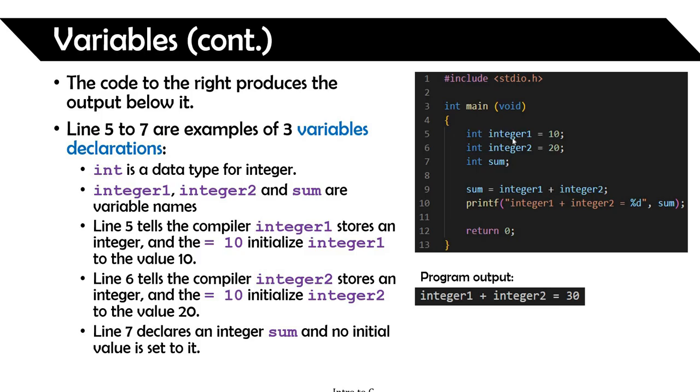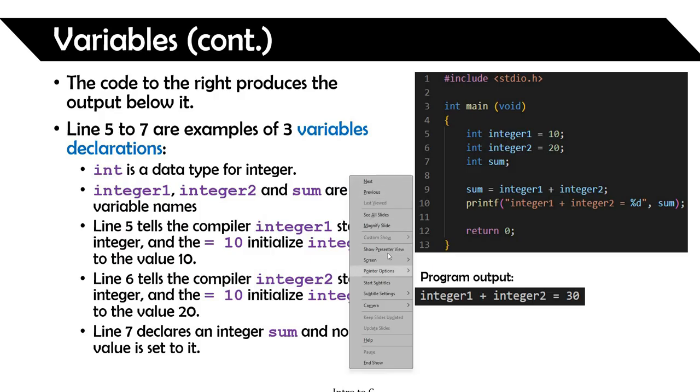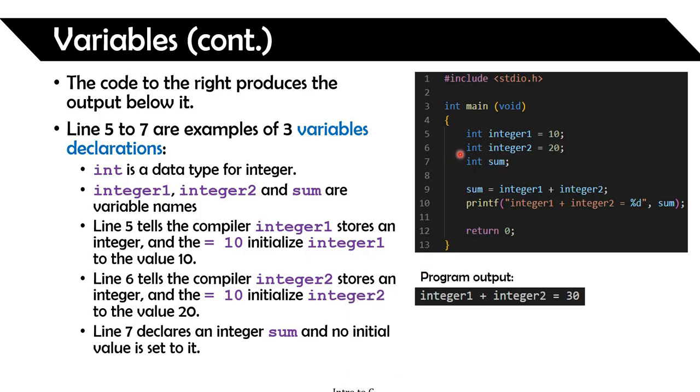So here, what are the things that we are actually doing? Here we are defining variables. How many variables can you see here? How many variables have you declared? 3, yes. You have integer 1, integer 2, and you have the sum. Yeah, 3.